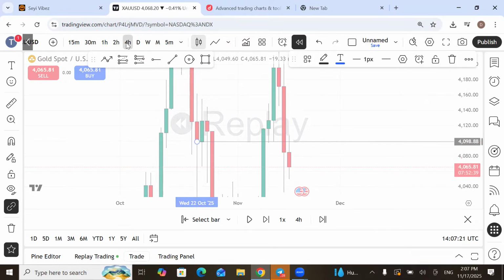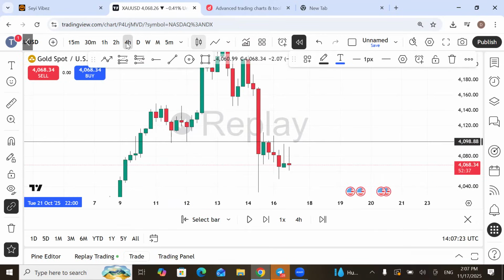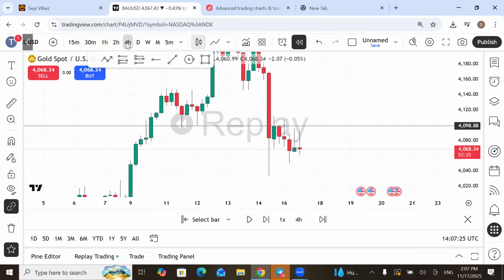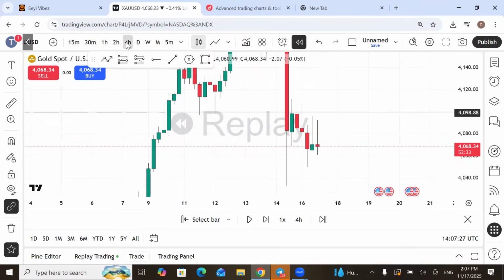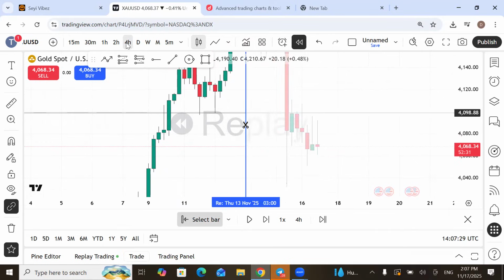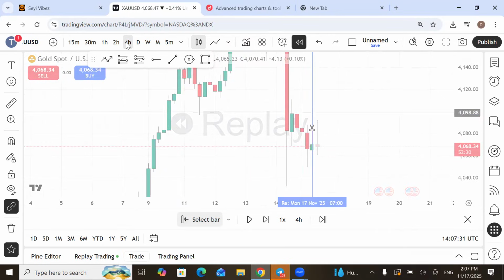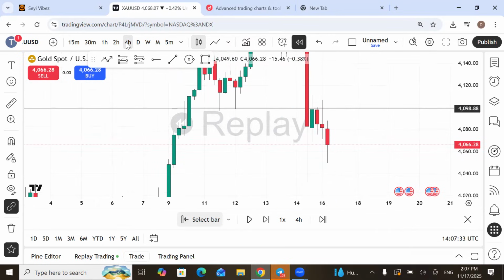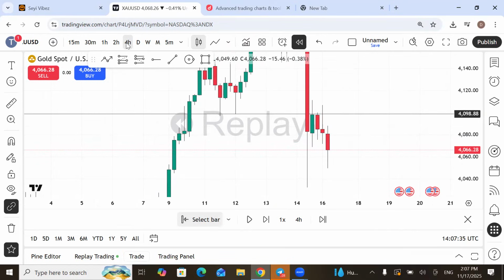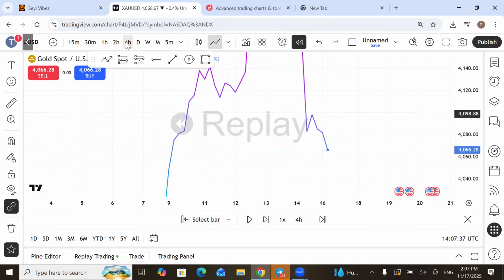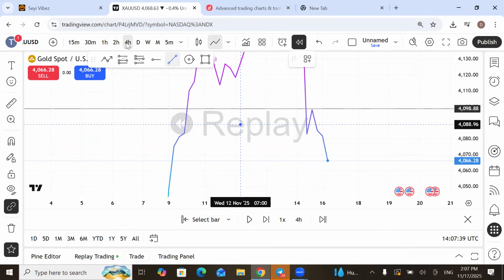Now let's move to 4 hours. What can we find on 4 hours? Let me take that out. So what can we find on 4 hours? After daily rejects, we move to 4 hours. Let's move to line chart so we can see. What can you find on line chart?